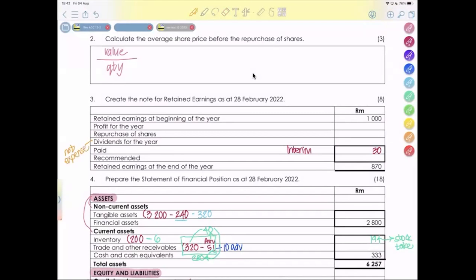We can calculate the recommended as the 20 cents that we've been told about times the 400 million shares that we know, and that's how we would get a dividend of 80. That is probably the final recommended because that's what we've been told.